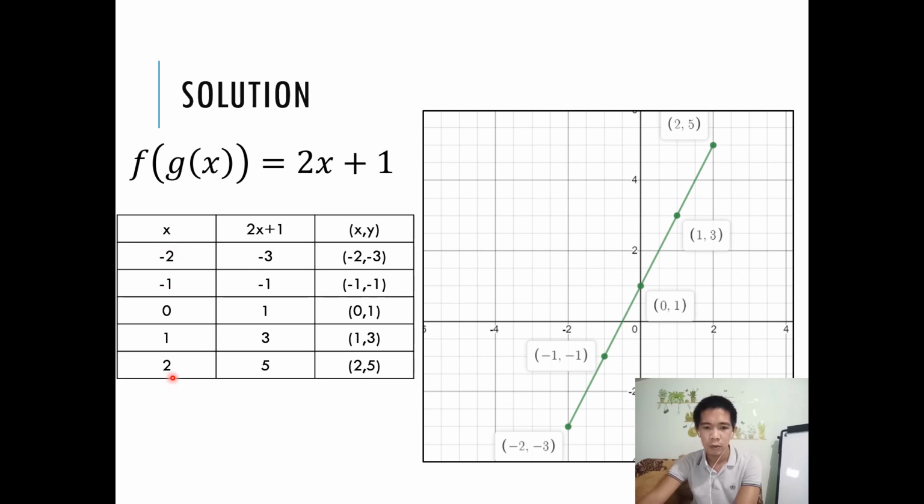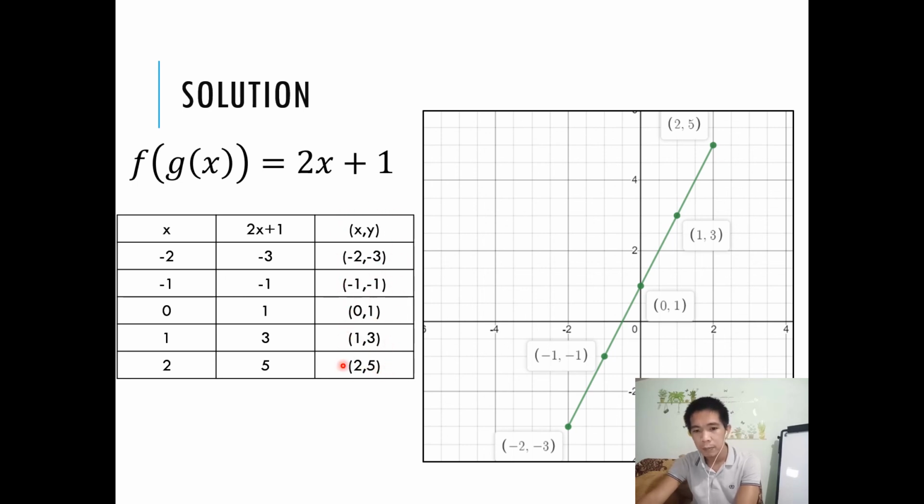Ang gagawin mo lang, isa-substitute mo yung negative 2 sa ating variable and then evaluate. So, 2 times negative 2, negative 4 plus 1, negative 3, 2 times negative 1 plus 1 gives you negative 1, 2 times 0 plus 1, 2 times 1 plus 1, 2 times 2 plus 1. And these numbers will be your coordinates. Pagsasamahin mo lang sila, negative 2, negative 3, negative 1, negative 1, 0, 1, 1, 3, and 2, 5.